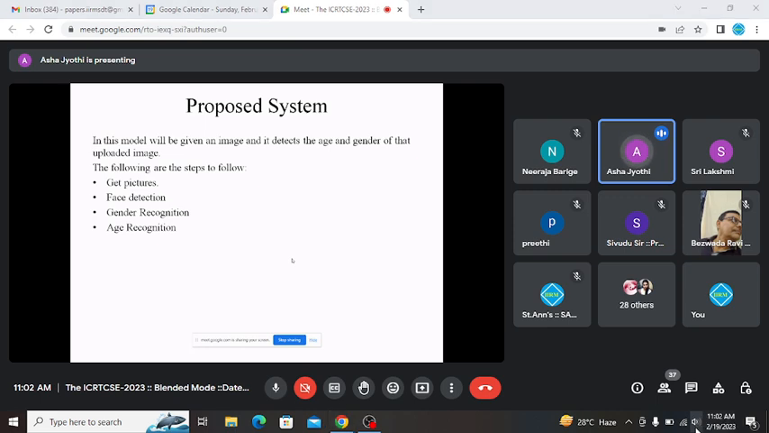Coming to the proposed system, the model will be given an image and it detects the age and gender of the uploaded image. At first, we'll be giving an image to the system and the face will be detected, and the gender and age will be recognized, and it will give the output as gender and age.